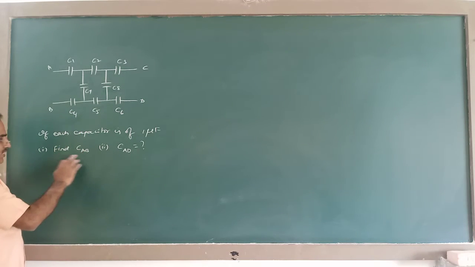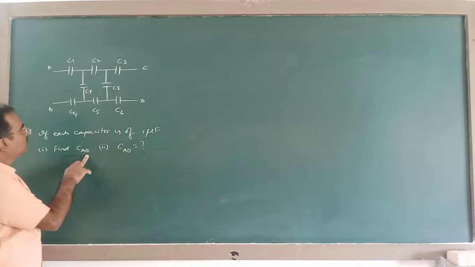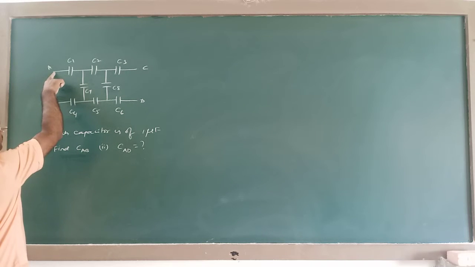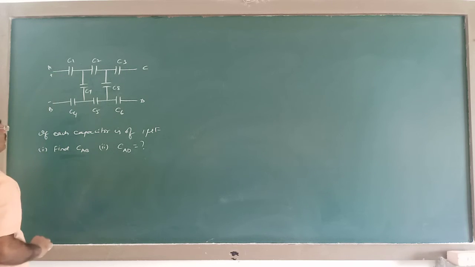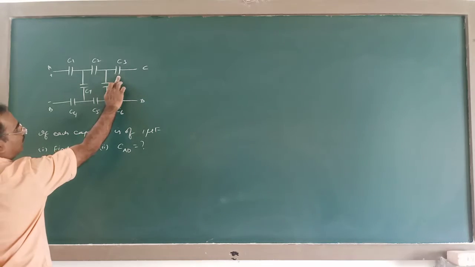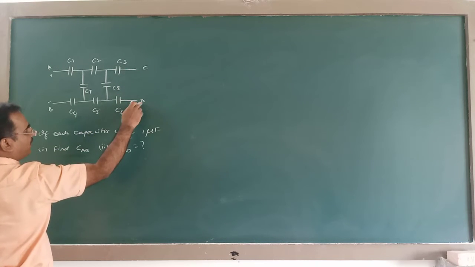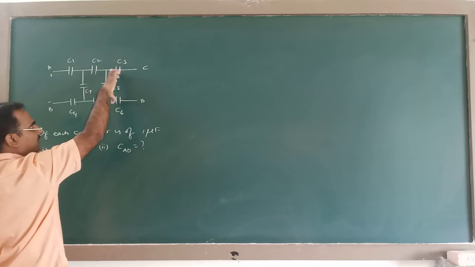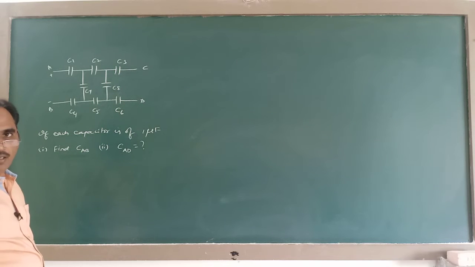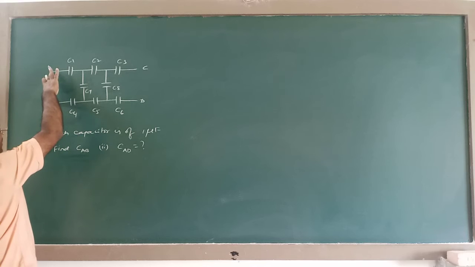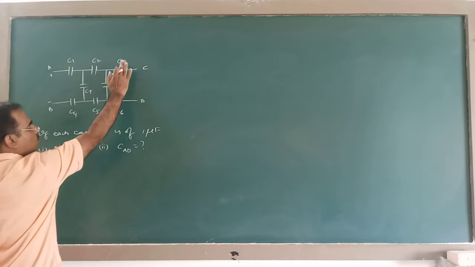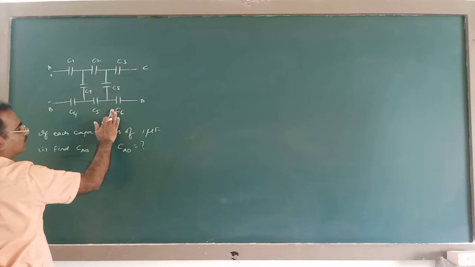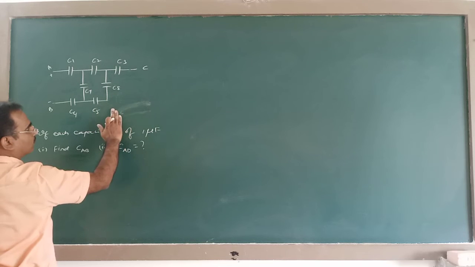First, to find the effective capacitance across AB, these are the 2 points where effective capacitance is to be found. When I apply a potential difference here, this is a free end and this is a free end. So these 2 plates do not get any charge. When a potential difference is applied across AB, these 2 plates being free do not acquire any charge. Therefore, these 2 capacitors can be removed.